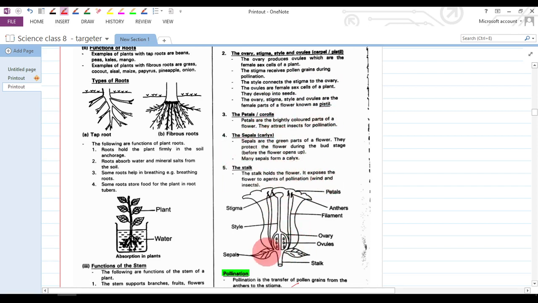And we have the sepals. The other name of sepals is the calyx. Sepals are the green parts of a flower. They protect the flower during the bud stage before the flower opens up. That is the bud stage. And many sepals form the calyx.